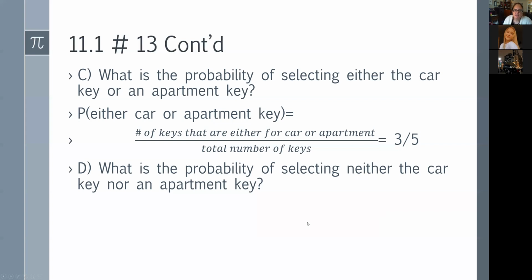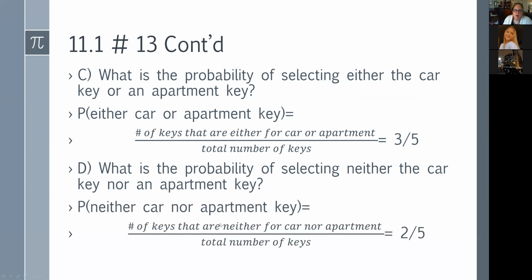Part D, what is the probability of selecting neither the car key nor the apartment key? And that's going to be the number of keys that are neither for the car nor the apartment. And that would be 2 out of the 5 keys.